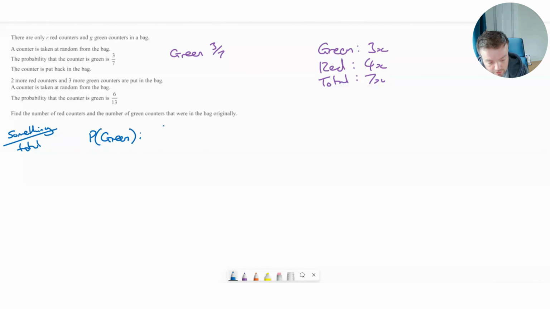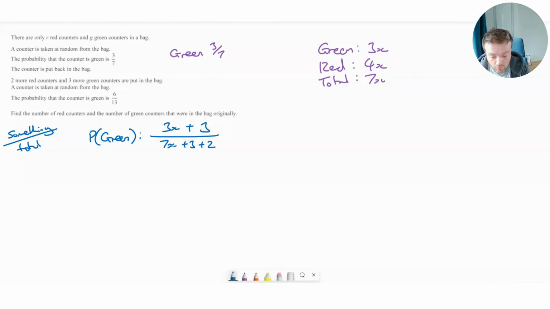So now what does the fraction do? Let's do the total first. It's going to be 7x, and we've got 3 more green counters, so plus 3. And we've also got 2 more red counters, so plus 2. Right, so that's going to be the bottom bit. Now the top bit, we've got 3x and 3. Okay, so 3x plus 3 on the top. I hope that kind of makes sense. Basically, we've got the algebra component that we got at the start, and then 3 more have been added to it.